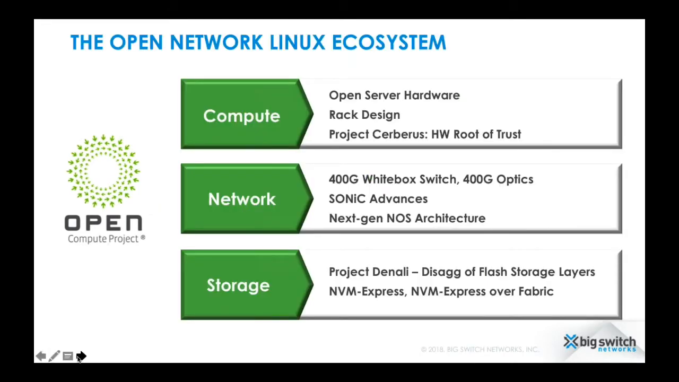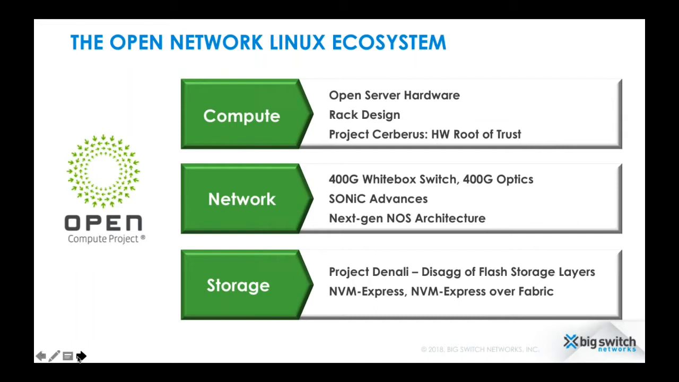So when you look at the components and some of the innovations specifically emerging in the different silos in the data center around OCP, in the compute section, we've seen a large focus on open server hardware, innovations around rack designs, and really making sure that the compute has much more power, much more efficiency, like projects such as Project Cerberus. In terms of storage, we've seen innovations around Project Denali and the disaggregation of flash storage layers. A big focus on NVM Express, and innovations in disaggregation and software definition.